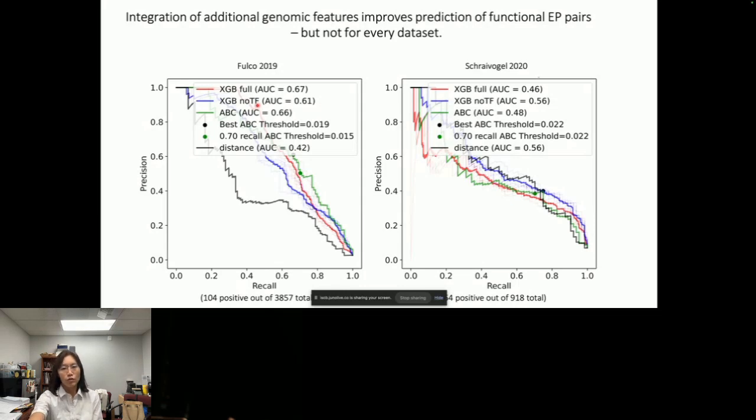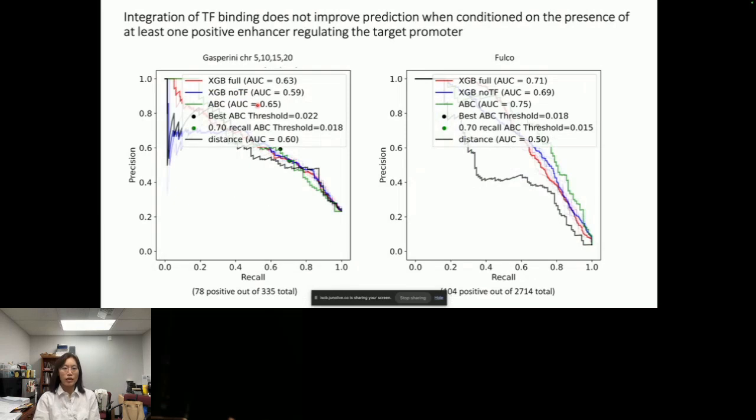So we went back to our Gasparini training data and filtered the data in the same way. This time we only included genes that had at least one positive enhancer called.